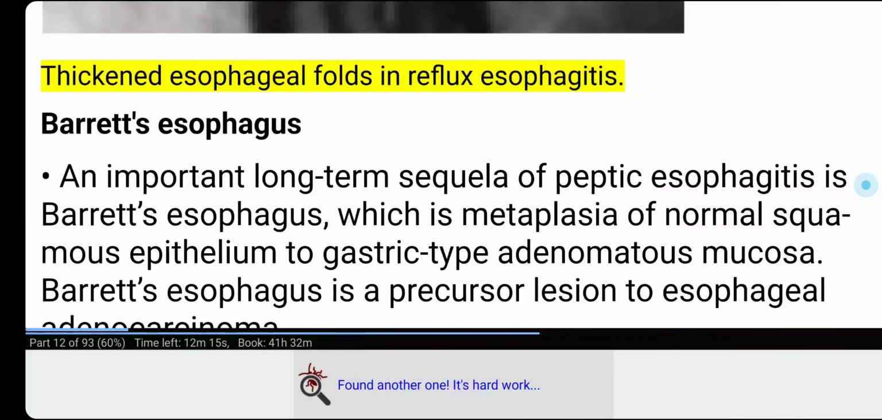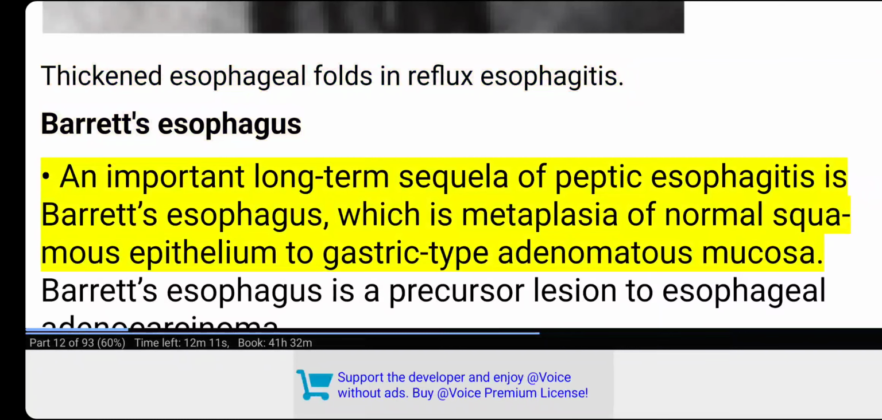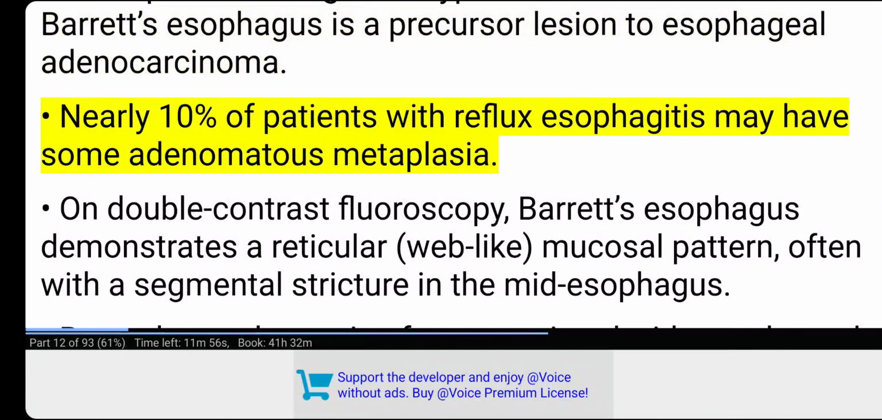Thickened esophageal folds in reflux esophagitis. Barrett's esophagus. An important long-term sequela of peptic esophagitis is Barrett's esophagus, which is metaplasia of normal squamous epithelium to gastric-type adenomatous mucosa. Barrett's esophagus is a precursor lesion to esophageal adenocarcinoma. Nearly 10% of patients with reflux esophagitis may have some adenomatous metaplasia.